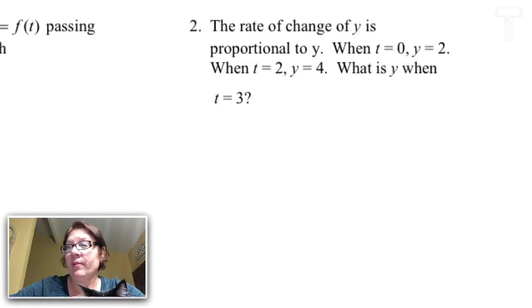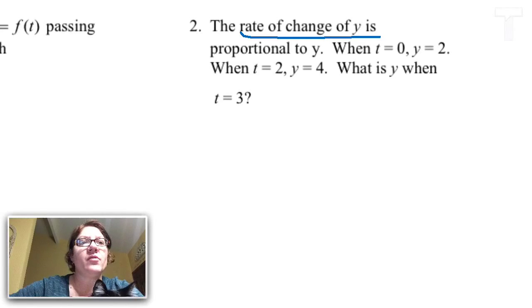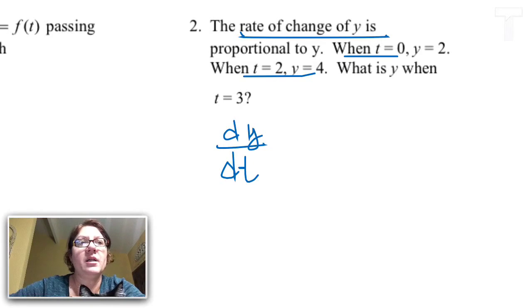Okay, let's try another one. So I see rate of change, which tells me it's slope. And I'm looking at, as I peek through here, I see some t's and y's. So that would tell me that they're talking about dy dt. And it's proportional to y, so that means it's something times y.